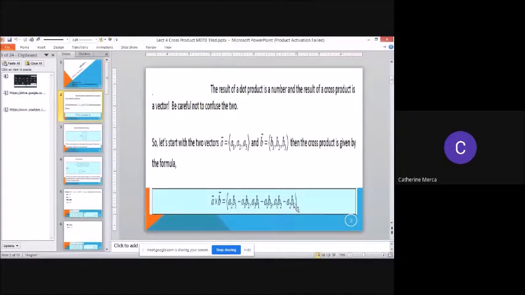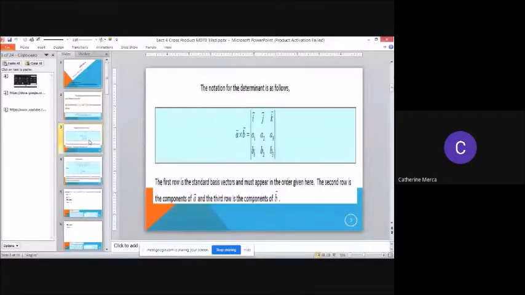But it's very difficult to memorize. So what are we going to do? We're going to come up with a mnemonic device on how to solve for your A cross B. So the notation for the determinant is as follows. A cross B is equal to the determinant of, you have i, j, k, A sub 1, A sub 2, A sub 3, B sub 1, B sub 2, B sub 3.